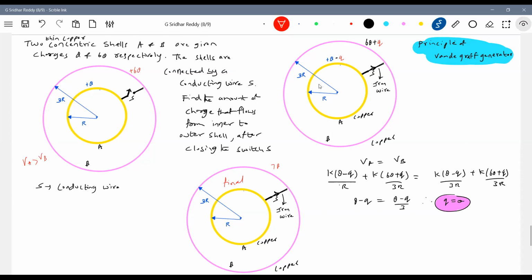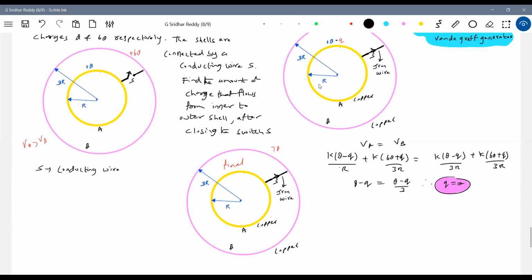So now shall we give the answer? The charge has flown from inner to outer shell. The reason is potential of shell A is greater than B, that's why it has flown. That was the reason. Okay, so for the time being, there's a reason. The charge flows from inner shell A to outer shell B. Agreed. I think, shall we give the reason?